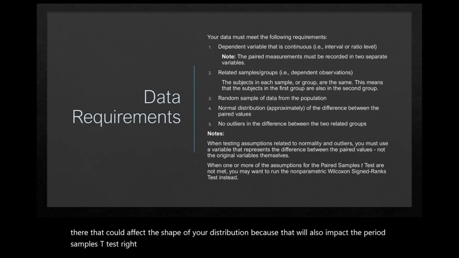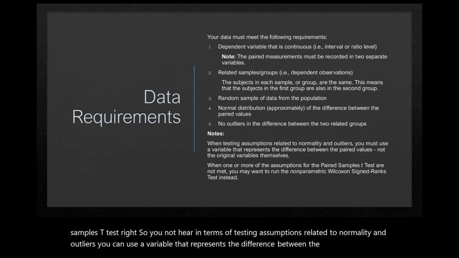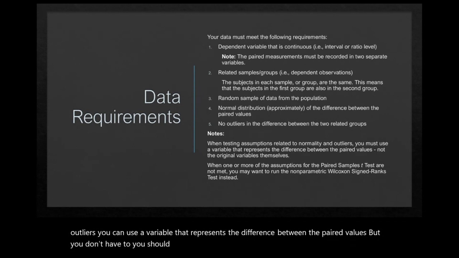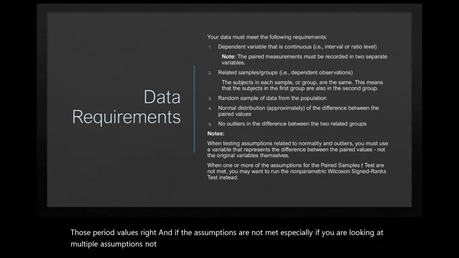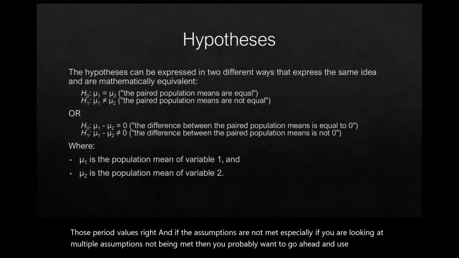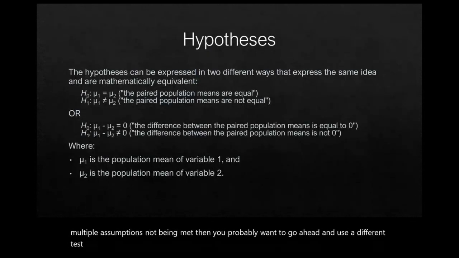You note here that in terms of testing assumptions related to normality and outliers, you can use a variable that represents the difference between the paired values, but you don't necessarily have to use, and you should not use, those paired values, right? And if the assumptions are not met, especially if you're looking at multiple assumptions not being met, then you probably want to go ahead and use a different test, like a non-parametric test, right?